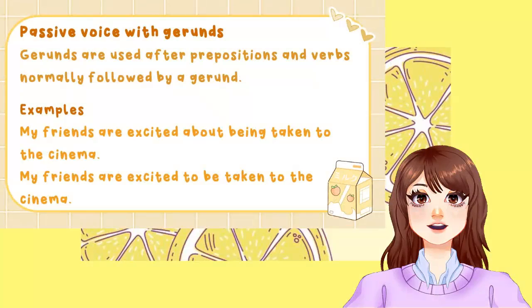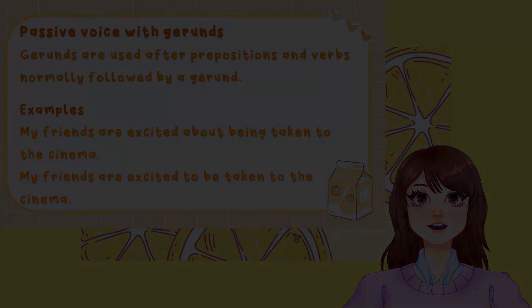The passive voice with gerunds. Gerunds are used after prepositions and verbs normally followed by a gerund. For example, my friends are excited about being taken to the cinema. My friends are excited to be taken to the cinema.